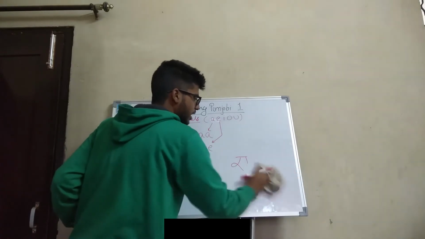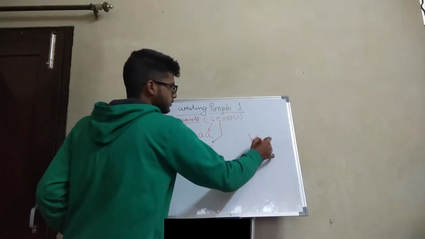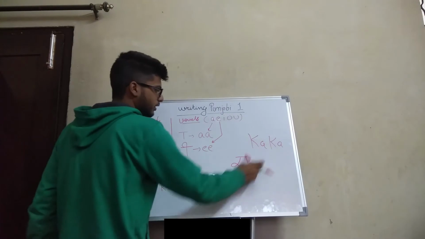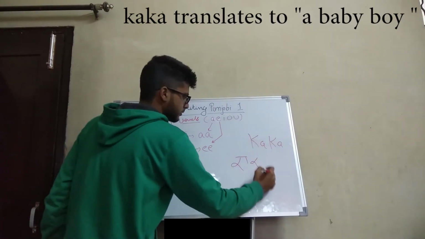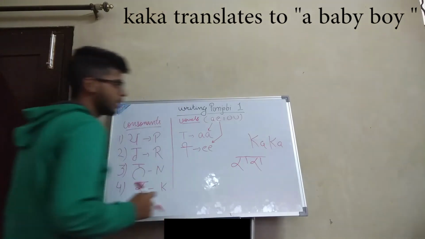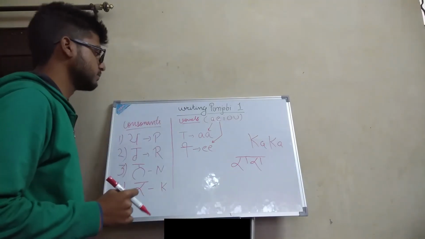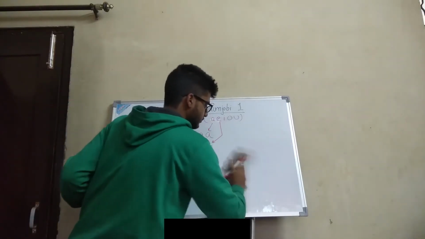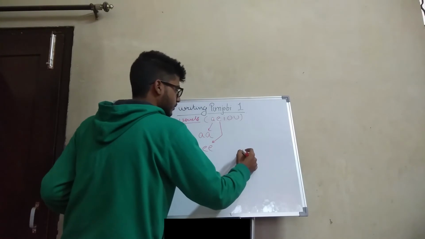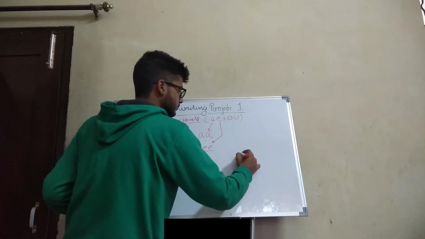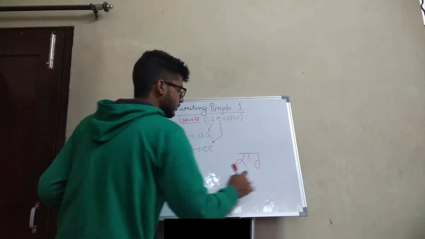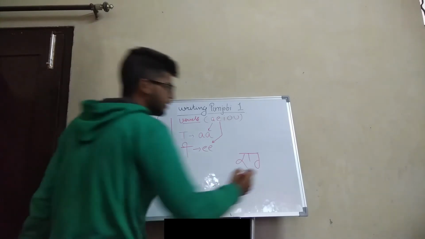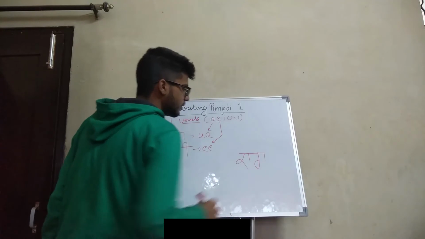What if we want to make it kaka? K-A-K-A. Just we need to repeat this thing. This is kaka. So what if we want to write car? This is car. So adding kanna at the end of this letter, this word makes it kara.